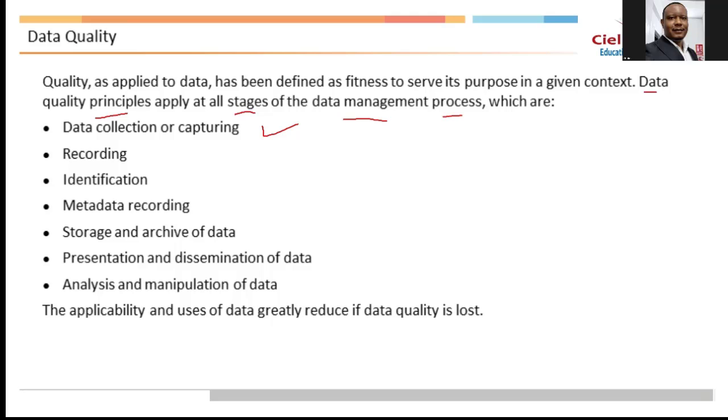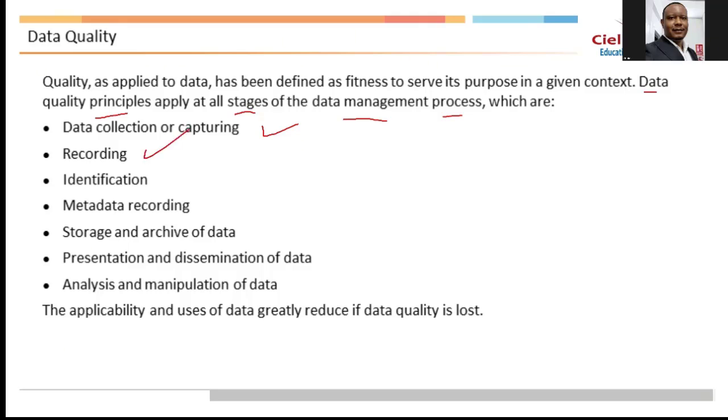If in the course of capturing a customer's phone number, you miss a digit, or you mistype some digit or the name, of course, if you want to get in touch with that customer, what will happen? You will not be able to reach the customer. So you can see it becomes a big problem.